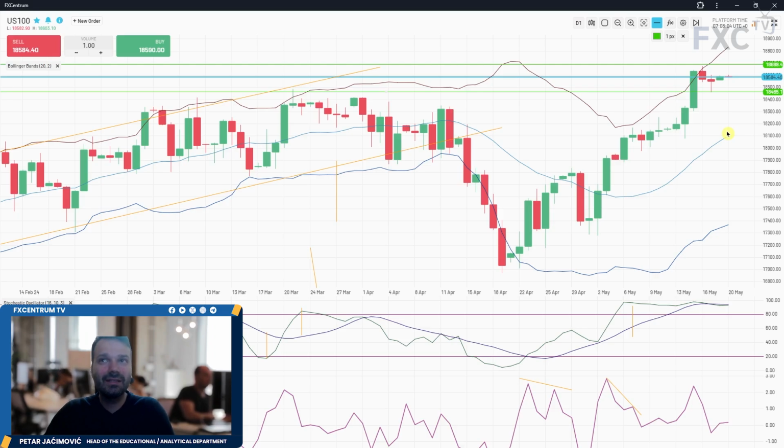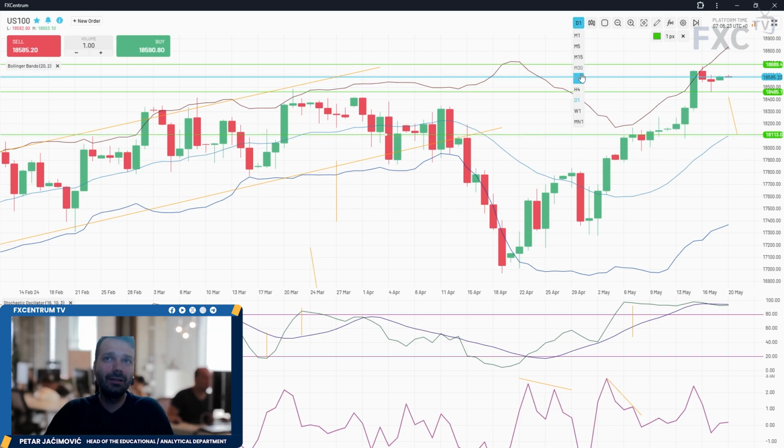So there is still a chance for that, especially if the market can trade below the 18,465 mark. Then we can open the door for lower prices and an eventual drop towards, let's say, the 18,100 mark or so, which is the middle Bollinger Band.